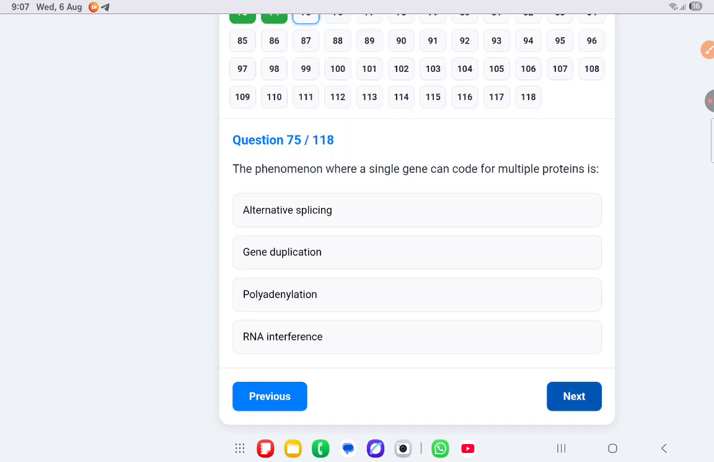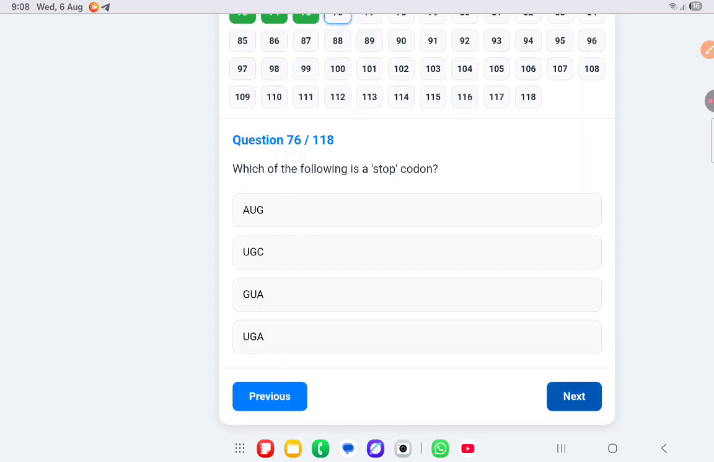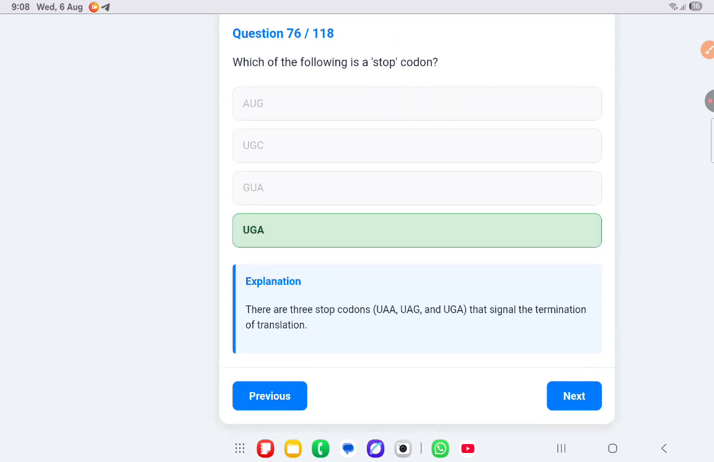Next, the phenomenon where a single gene can code for multiple proteins. क्या होता है वो? Alternative splicing. Next, which of the following is a stop codon? Stop codon क्या होता है? UGA.